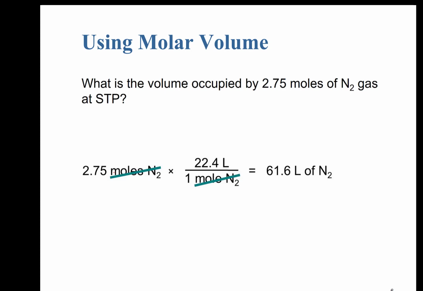All right, so here they want to know what is the volume if I have 2.75 moles. So I start with 2.75 moles. Since I'm at STP, 1 mole is 22.4 liters. So I'm going to take 2.75 times 22.4. I have 3 significant figures, so I get 3 significant figures for my answer.